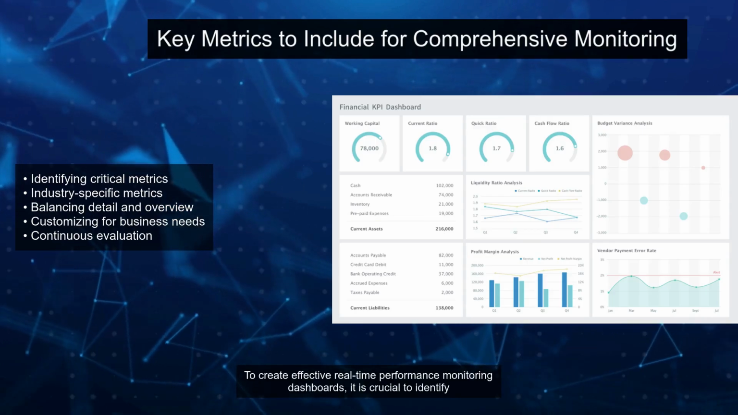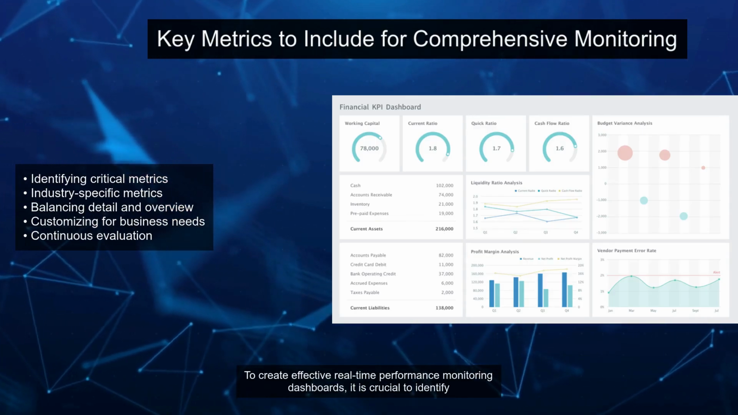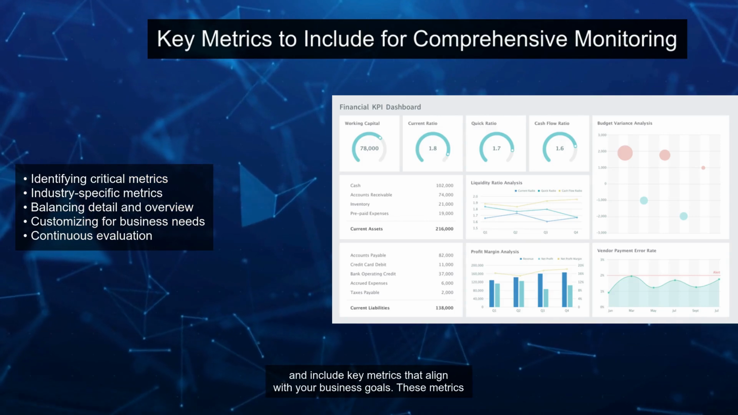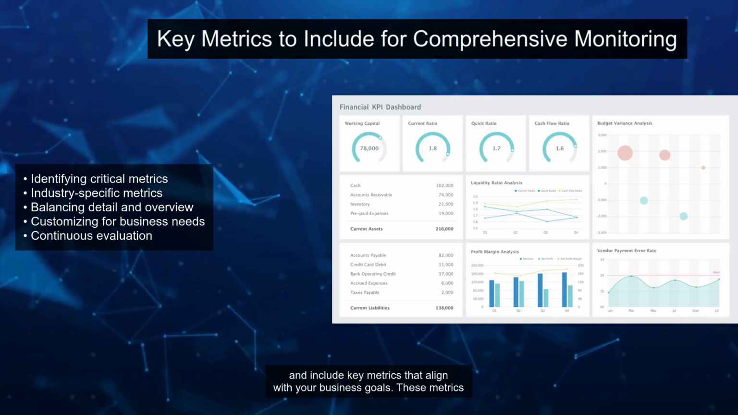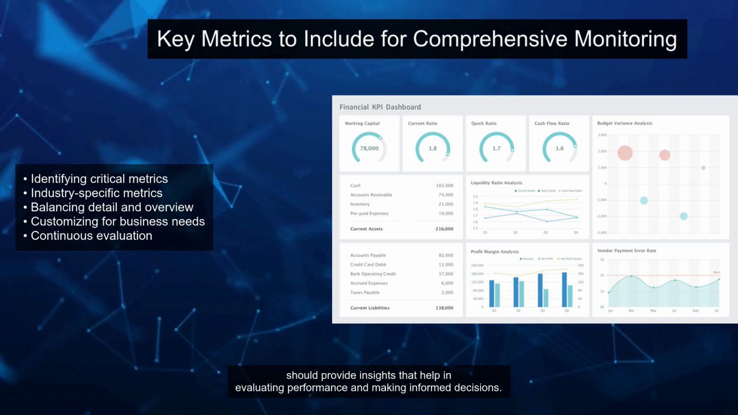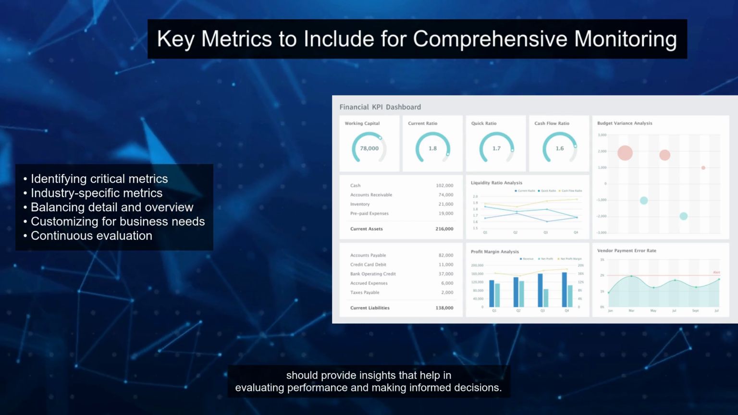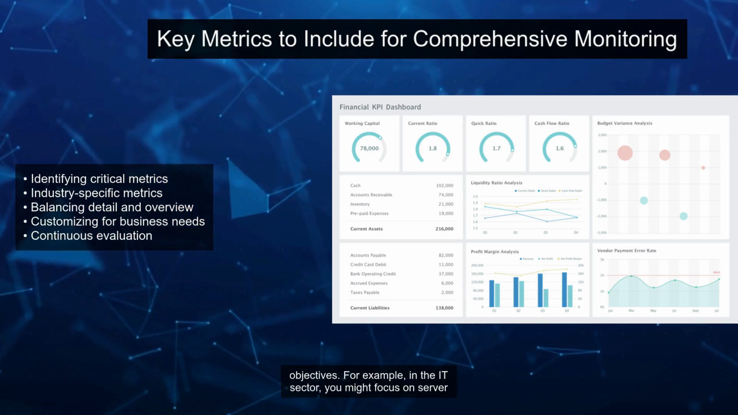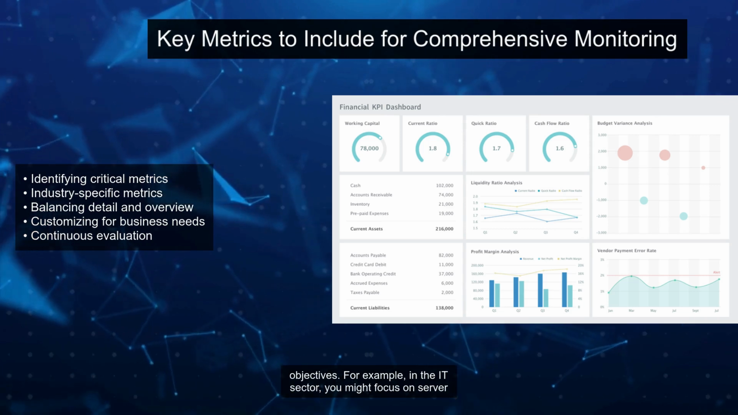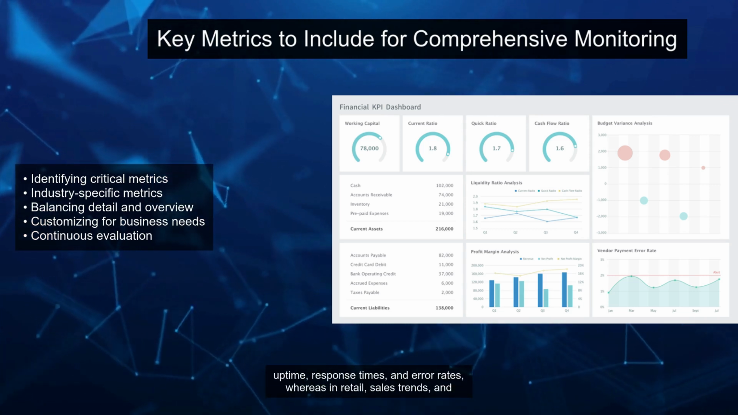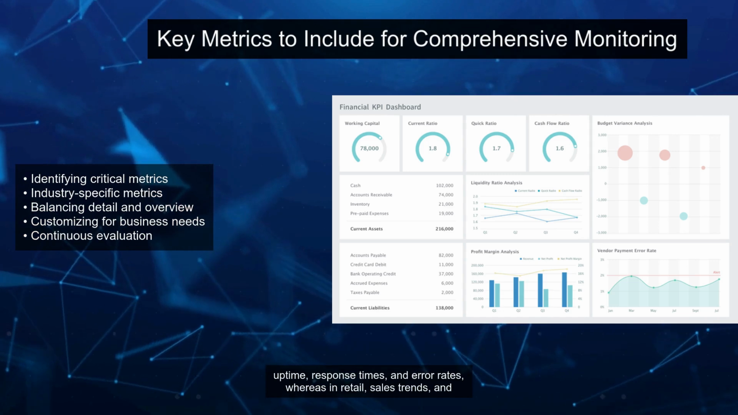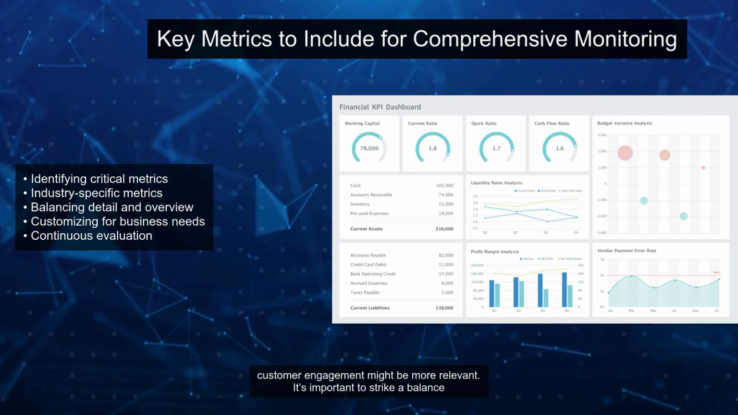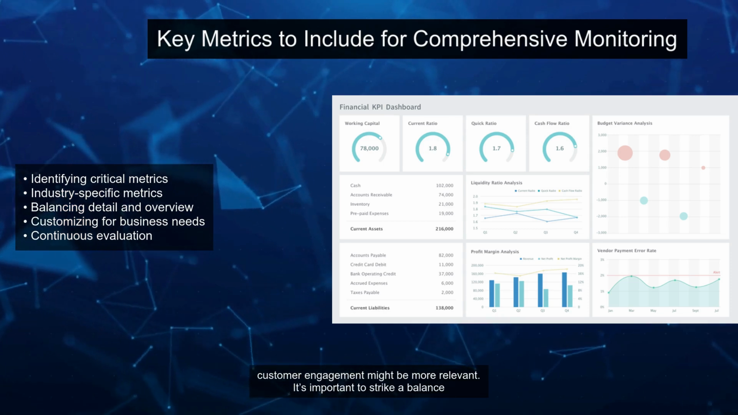To create effective real-time performance monitoring dashboards, it is crucial to identify and include key metrics that align with your business goals. These metrics should provide insights that help in evaluating performance and making informed decisions. Start by identifying critical metrics that are directly linked to your business objectives. For example, in the IT sector, you might focus on server uptime, response times, and error rates, whereas in retail, sales trends and customer engagement might be more relevant.